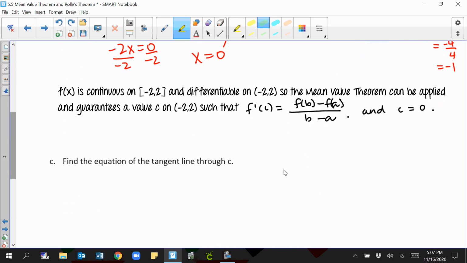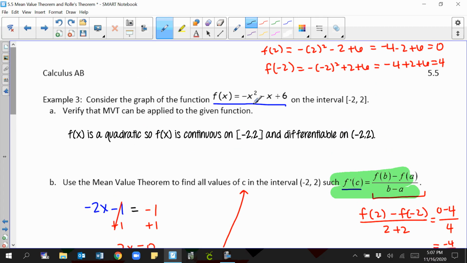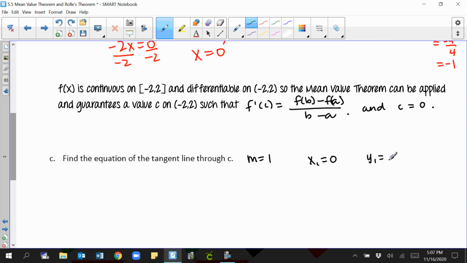Part c says find the equation of the tangent line through c. Well, I know that my slope right there is negative 1, so I know I'm going to have negative 1. I know my x1 is going to be 0. I just need to find what y1 is. So what happens when I plug 0 into this function up here? f of 0 is going to give me negative 0 squared minus 0 plus 6, which gives me 6. So I can say that y1 is 6. So y minus 6 is equal to 1 times x minus 0, or y minus 6 is equal to x, or y is equal to x plus 6. Any of those are correct answers.